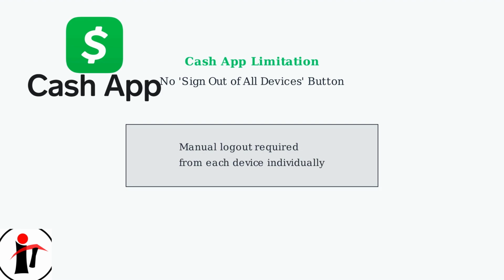Cash App has a significant limitation that sets it apart from many other financial apps. Unlike traditional banking applications, Cash App does not provide a direct sign out of all devices button in its settings. This means that if you want to secure your account by logging out of all devices, you need to manually log out from each device individually. This can be time consuming and impractical if you have multiple devices or have lost access to some of them.